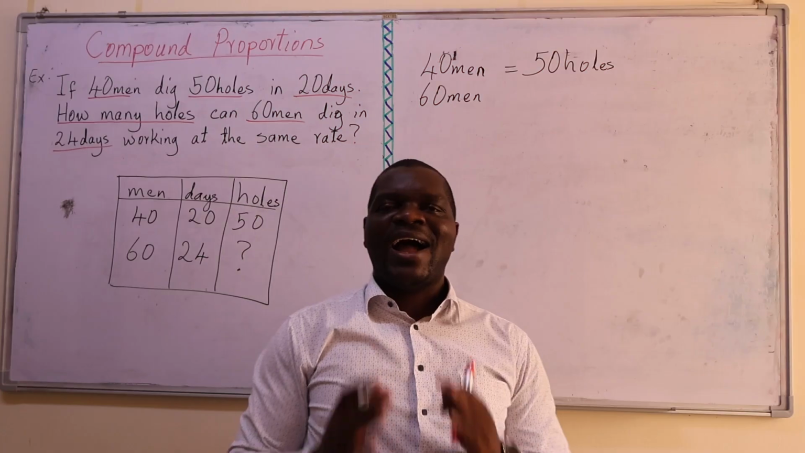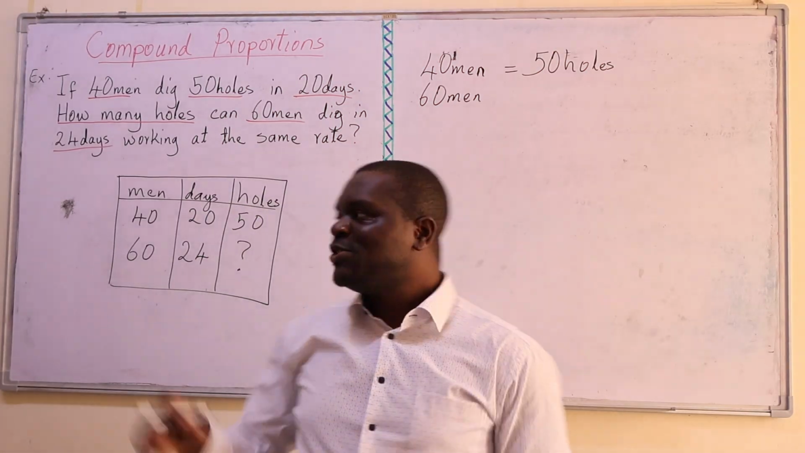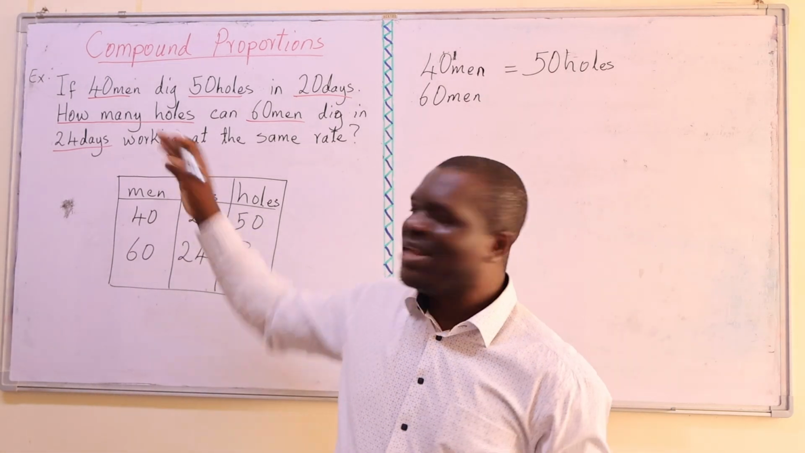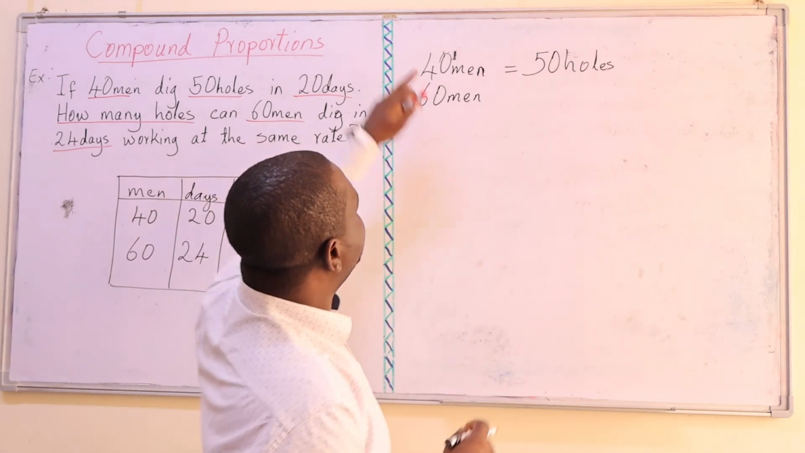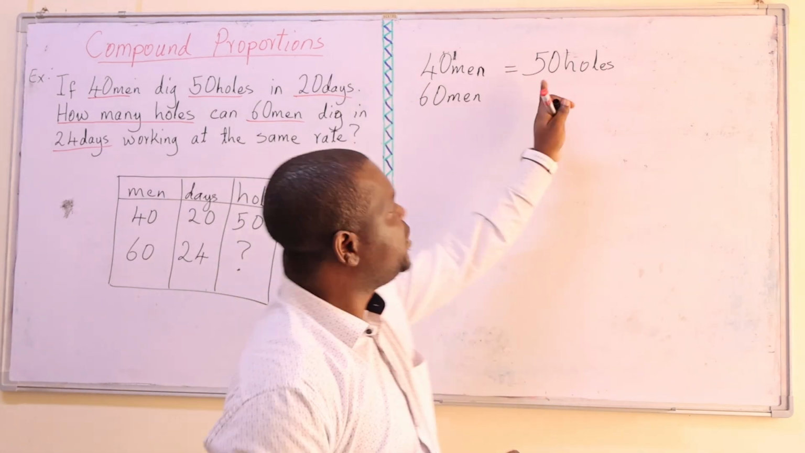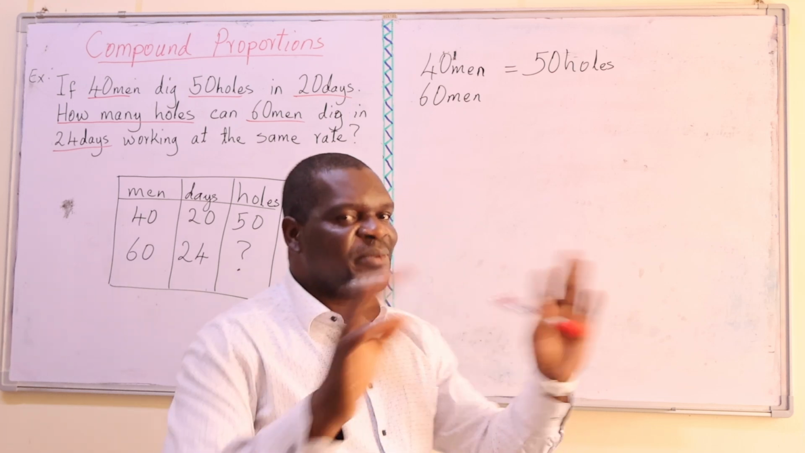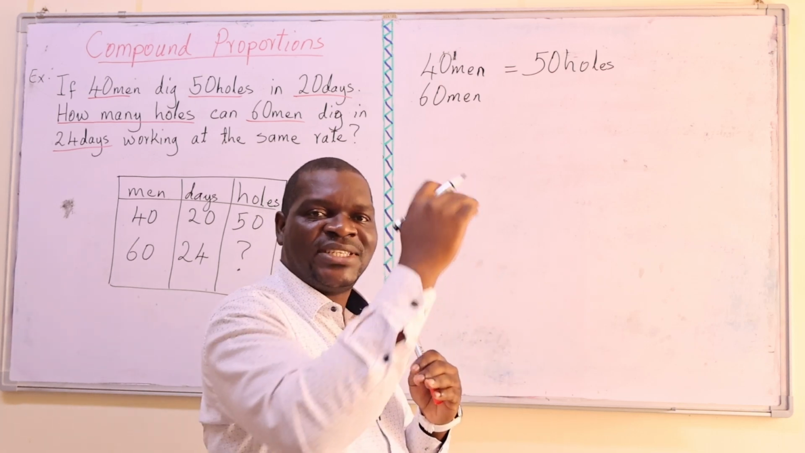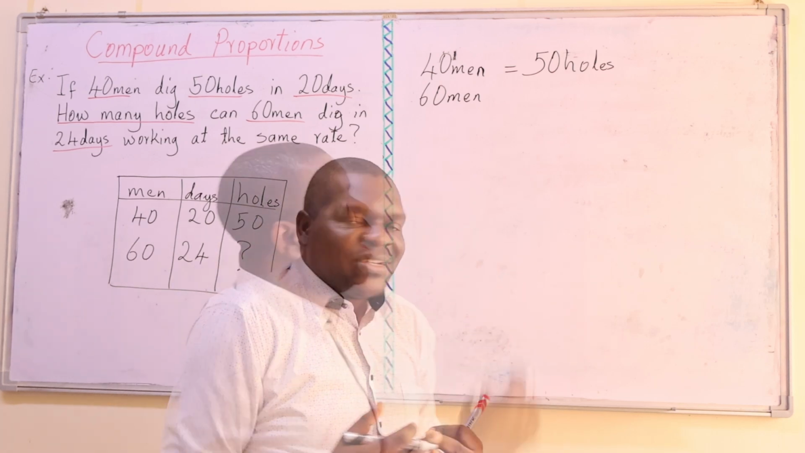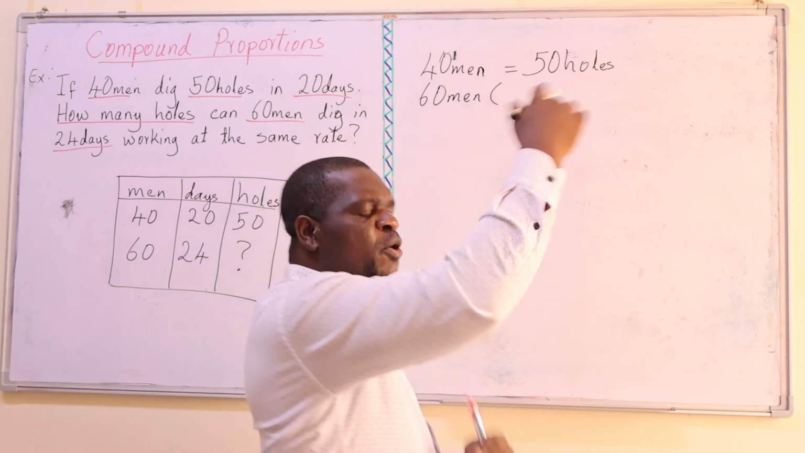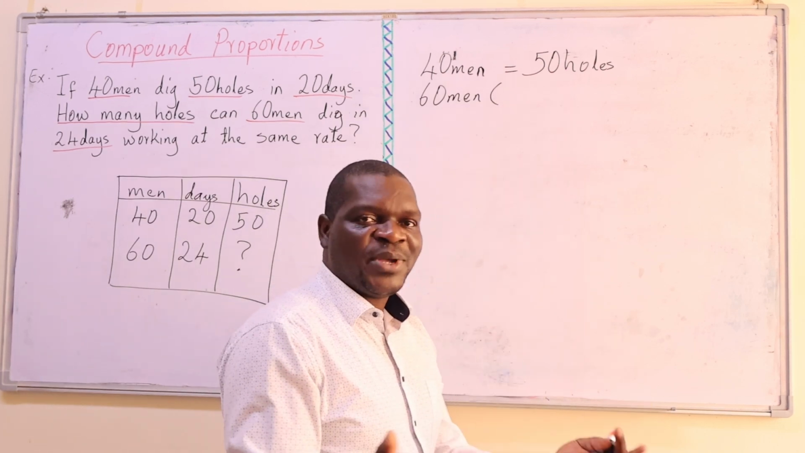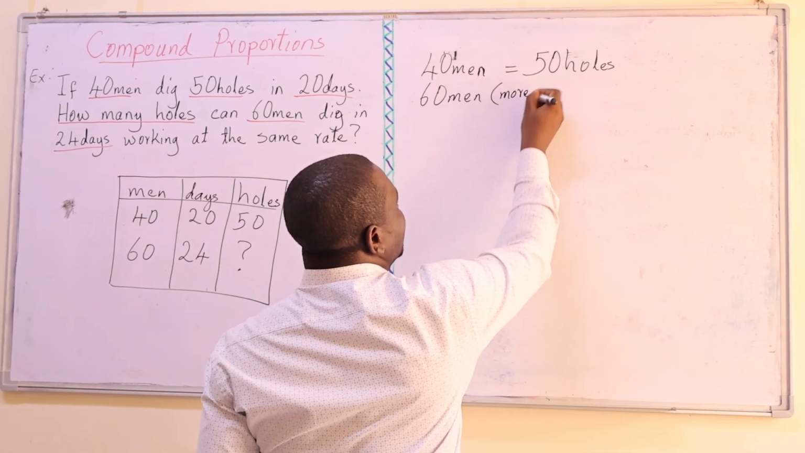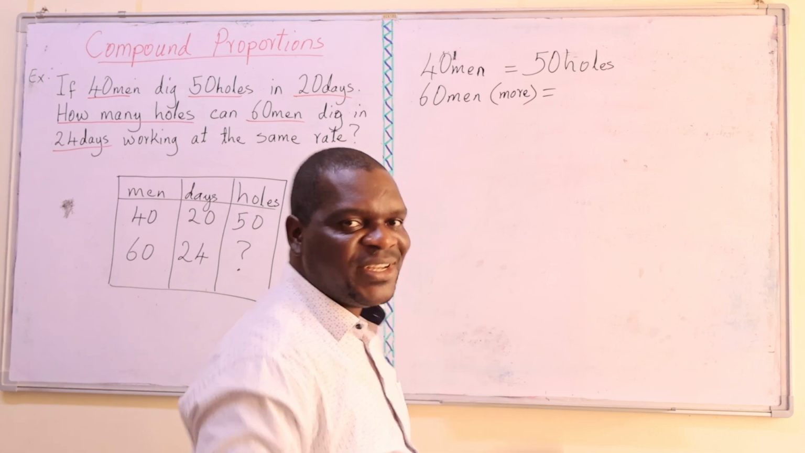This is where I bring in this trick to help you. When solving compound proportions, put yourself in the number of men doing the work. Assume that there were 40 of you digging 50 holes. If for some reason there are 60 of you now, which means the number has added by 20, if you add more men to yourself, how many holes will you dig? Will you dig more holes or less holes? It will be more because there are more people. So it will be more. You just indicate here that it's more.